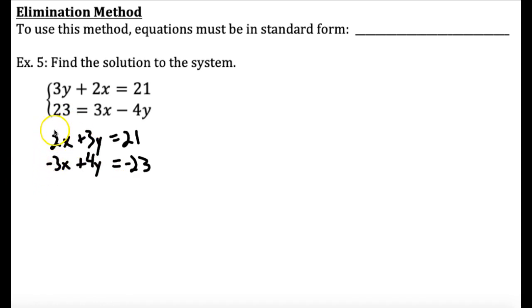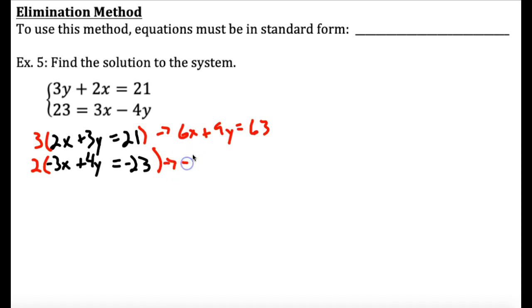Let's say we want to eliminate the x's. I'm going to have to multiply both equations here. So I'm going to multiply this top equation by 3, and I'm going to multiply the bottom equation by 2. I didn't make either of these negative because they're already opposite signs. Since they're already opposite signs, I don't want to change any of the signs. All I want to do is make sure that the coefficients are opposite. So when I distribute this 3 through the parentheses, I will end up with 6x plus 9y equals 63.